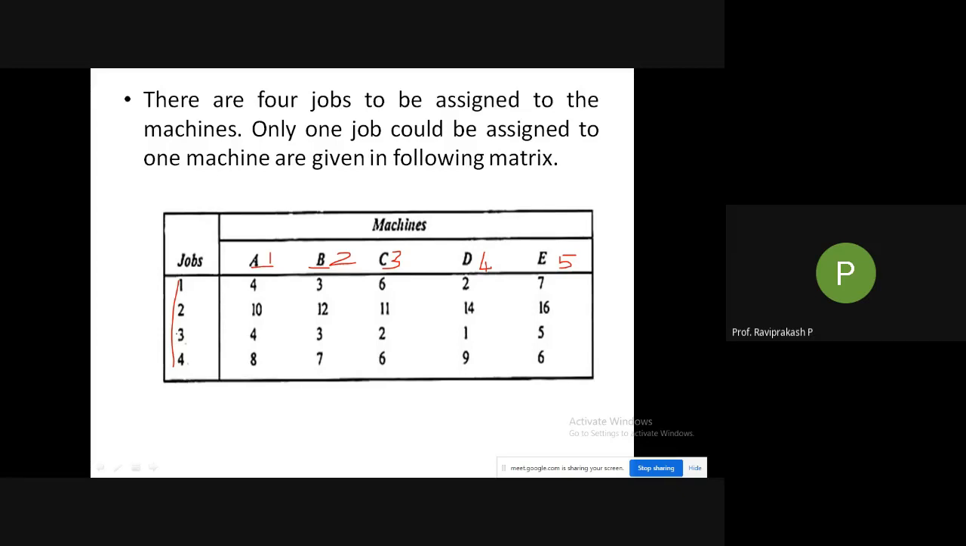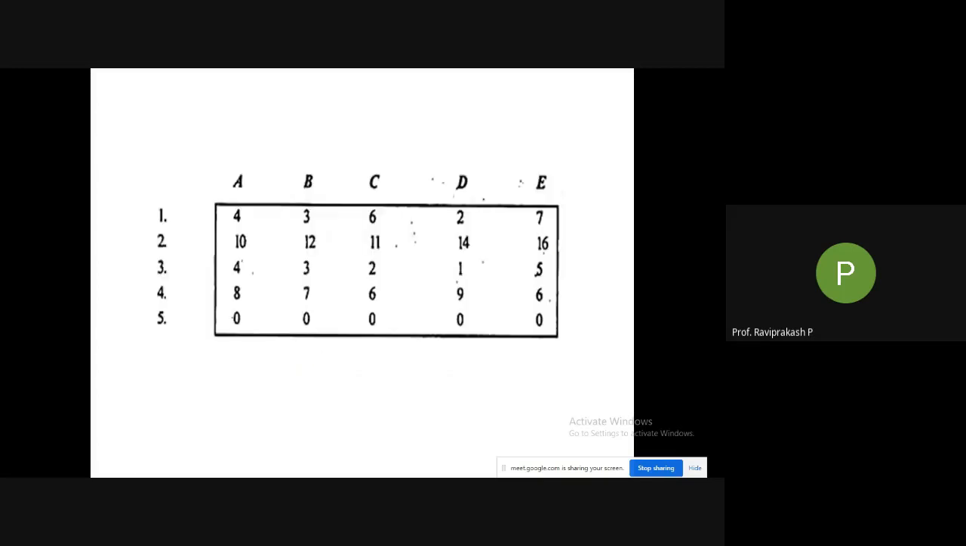Okay, so what we need to do? Can anyone tell me what needs to be added? A row or a column? Row. A row has to be added because only 4 are there. I need to add a fifth one with all the values as 0. That is what is already done here. So this is the matrix. When we make it a square matrix, add the fifth row at the bottom with all the values as 0 and start with your normal work.